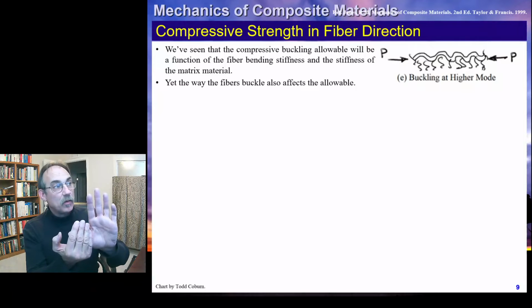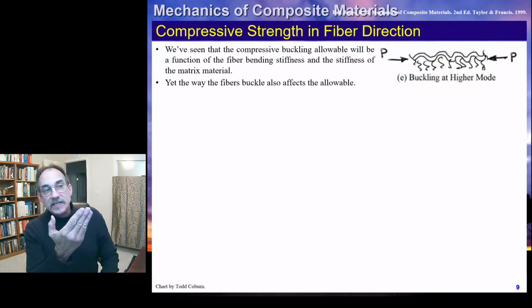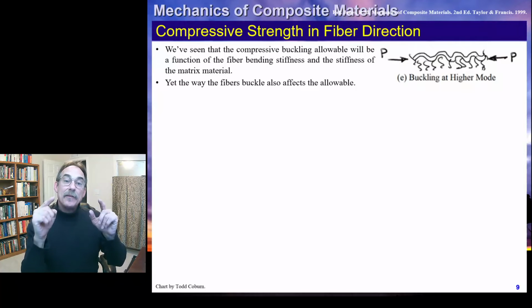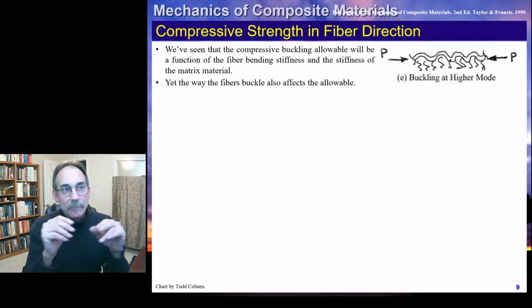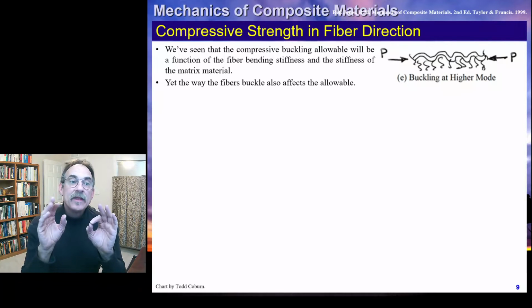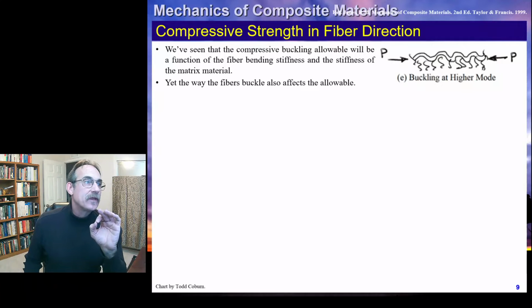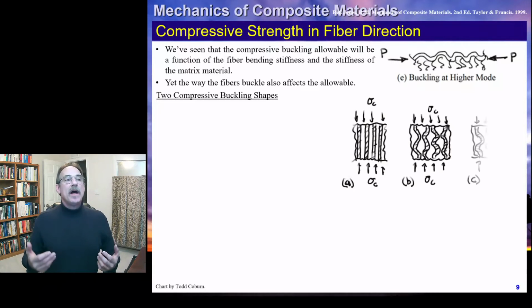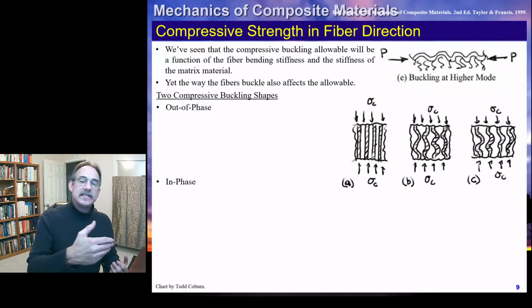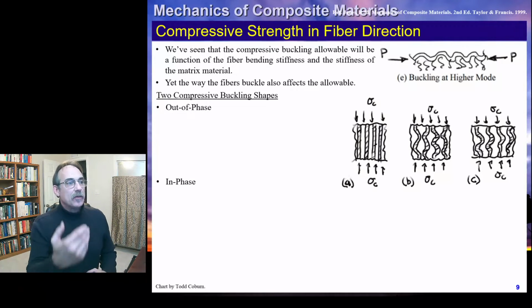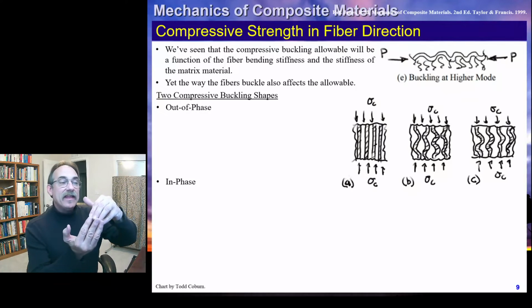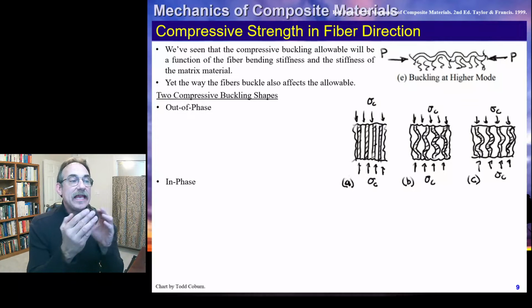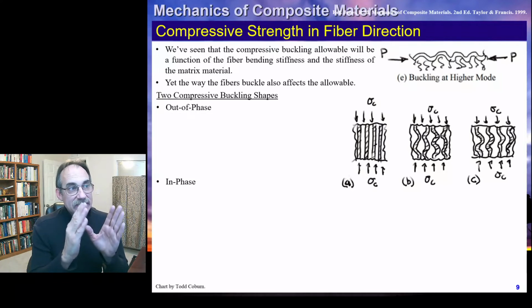Now, there's another principle at work also, and that is the way these fibers buckle. First of all, we have these being driven into a higher mode. We haven't figured out what that mode is yet. The second thing is the magnitude of the buckle is affected by the phase. So we can actually look at two different models, which we're going to call in phase and out of phase. So here in figure A, we see the fibers being compressed. And then we see two other pictures, B and C. B is out of phase and C is in phase.